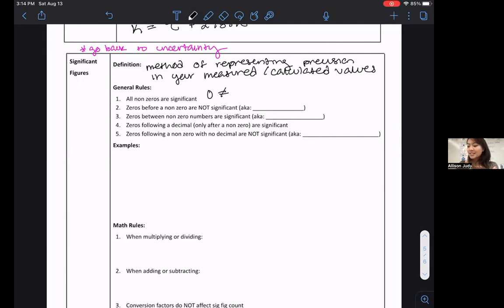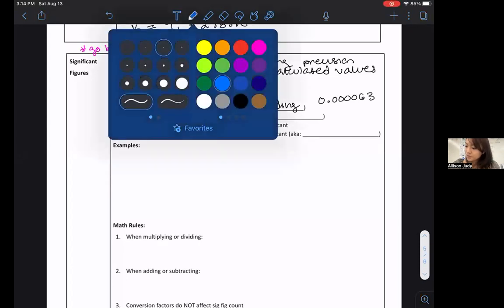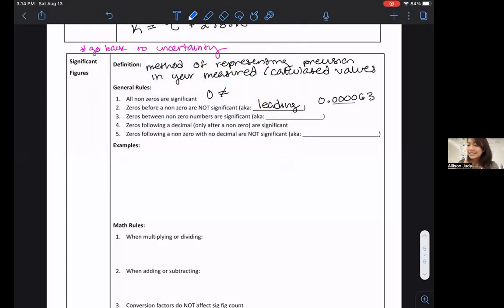Zeros before a non-zero are not significant. We call those leading zeros, okay? So an example would be a value of 0.000063. We would say that these zeros right here are leading zeros and they don't hold that much value.